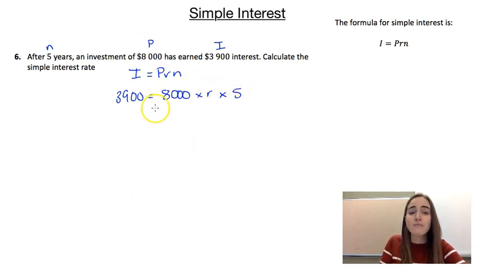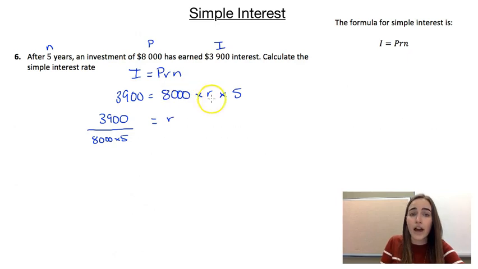So again, I'm trying to get my rate on its own. So I'm going to go this divided by everything that's on this side. So 3,900 divided by 8,000 times 5. Again, you could do this separately. So you could do this divided by the 5, and then whatever answer you get, you could divide that by 8,000. Or you could simplify this first. So you could figure out what 8,000 times 5 is, and then go this answer divided by that. It's up to you.